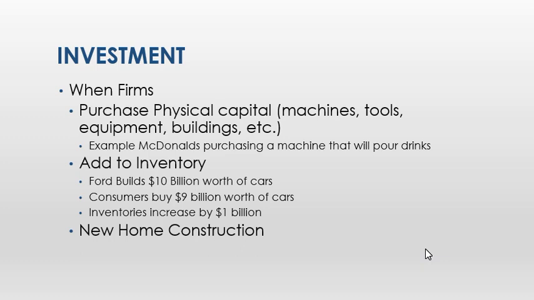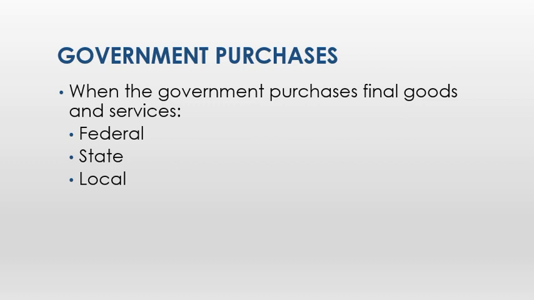Also, if we add to inventory, so in my example here, let's say Ford builds $10 billion worth of cars this year, but we only buy $9 billion worth of them. So there's $1 billion worth of cars that they built but weren't sold. But we're measuring production, remember, so we want to count them in there. So if we have built them but we haven't sold them yet, we count that as investment. And then new home construction counts in investment. So even though it sounds like it might be in consumption because it's for households, we count new home construction under investment.